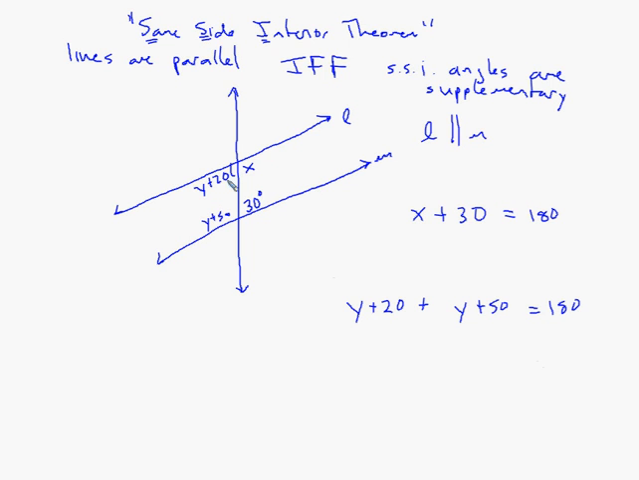Because these would be alternate interior, and yes, those would be, and so that's why x plus 30 equals 180. These are same side interior, and it's by our theorem. So the only way that we know that the angles on the same side interior are 180 is because of the theorem, not because usually it looks like it equals 180.